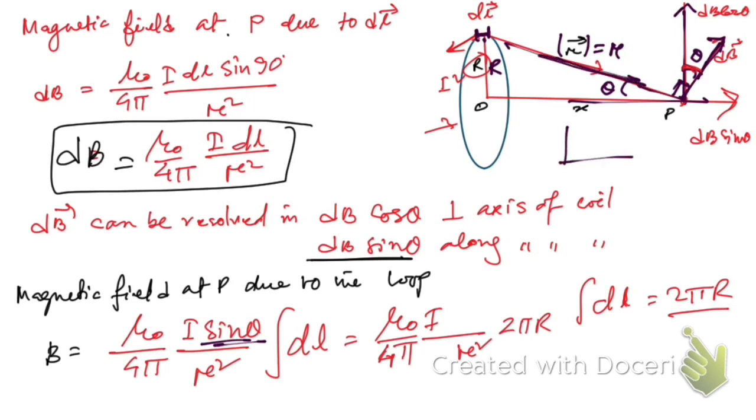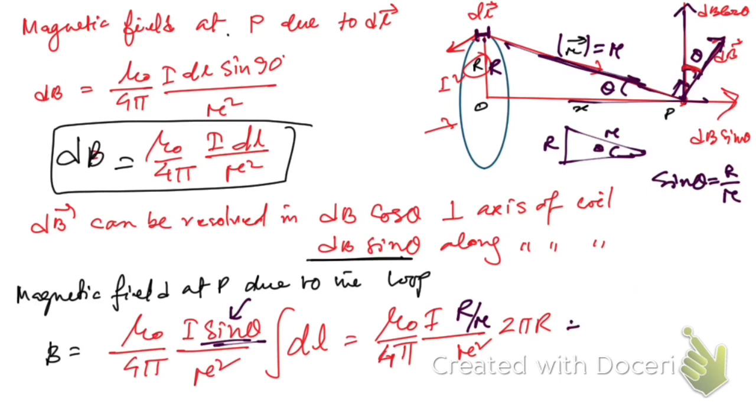Okay, so from this triangle, here it is theta, this is capital R, this is small r, so sine theta will be equal to perpendicular by hypotenuse, capital R by small r here. So that's why let me replace this sine theta by capital R by small r, then this equation becomes mu naught I 2 pi r square divided by 4 pi small r cube, right? That's what we're gonna have.